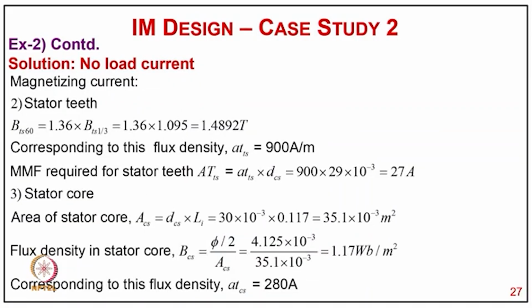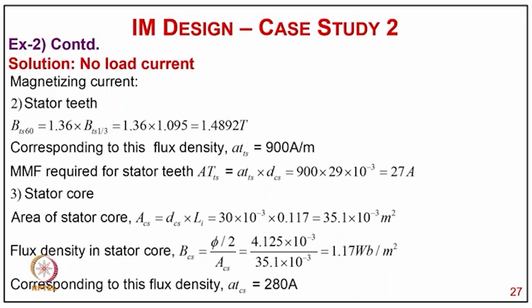So now coming to the calculation of MMF for stator teeth. BTS60 equals 1.36 into BTS 1/3, so it comes 1.4892 Tesla, and corresponding to this flux density, the per unit MMF ats comes 900 ampere per meter, and MMF required for stator teeth ATS equals ats into DSS, that comes 27 ampere.